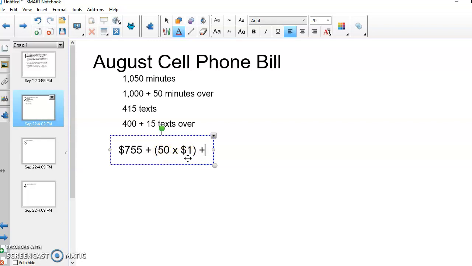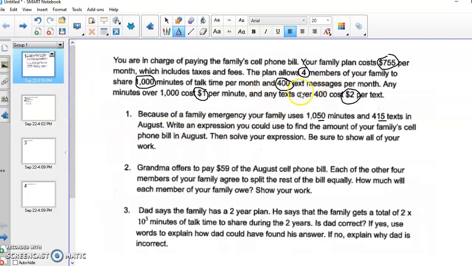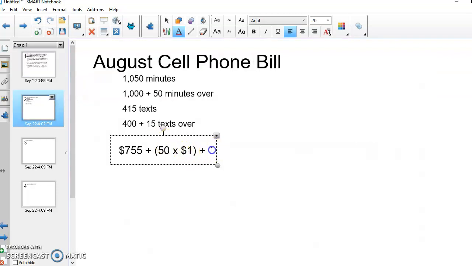But we're not quite done because we still have to do the text messages. We did 15 extra text messages over 400. And it says that any text over 400 costs $2 per text. So when I go back to my expression, again, I'm going to use parentheses. We were 15 text messages over, and they cost $2 per text. So we're going to set that up as 15 times $2.